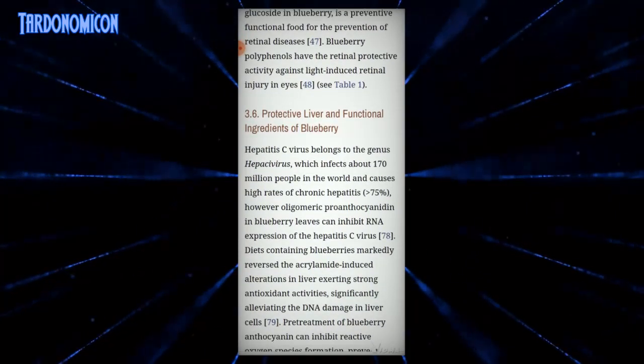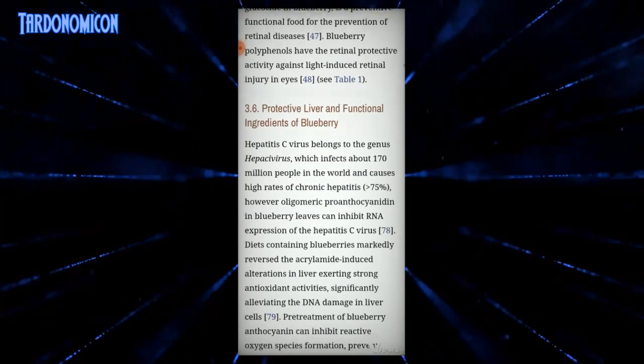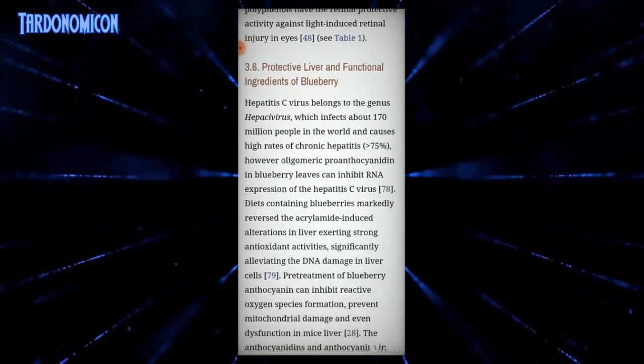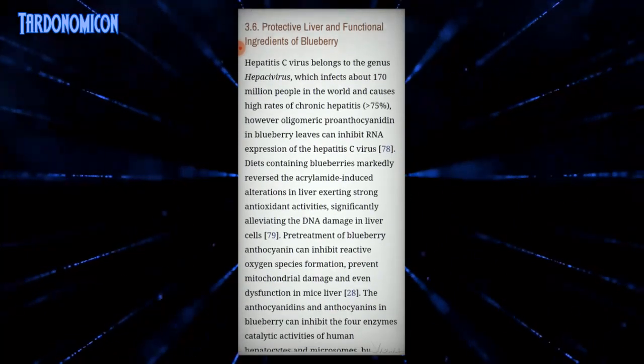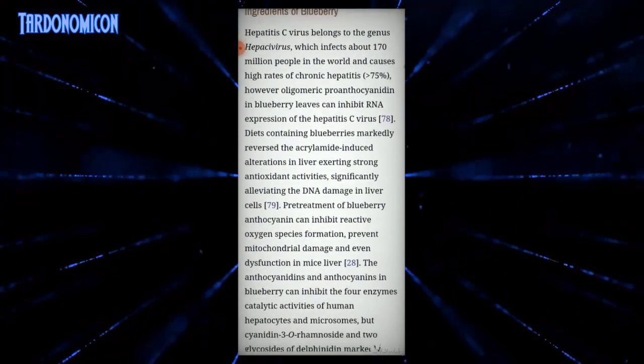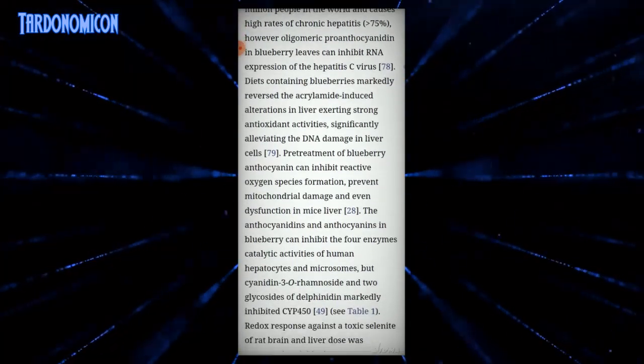Blueberry polyphenols have retinal protective activity against light-induced retinal injury to the eyes, and are protective of liver function. Hepatitis C virus belongs to the genus. Okay. So blueberry leaves can inhibit RNA expression of hepatitis C virus.